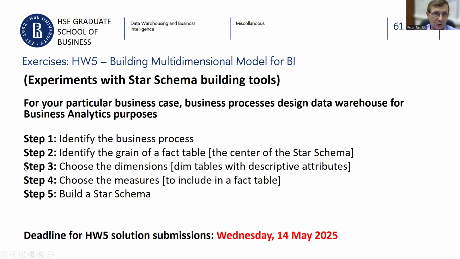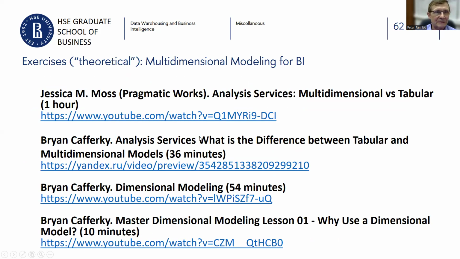Then you need to choose dimensions, those attributes that describe those facts, the descriptive attributes. Then choose measures to include in the fact table. And when we have the fact table and the dimensions, we can build a star schema. It's Wednesday 14, actually Tuesday 13, I will change it. On 14, we have to discuss it.